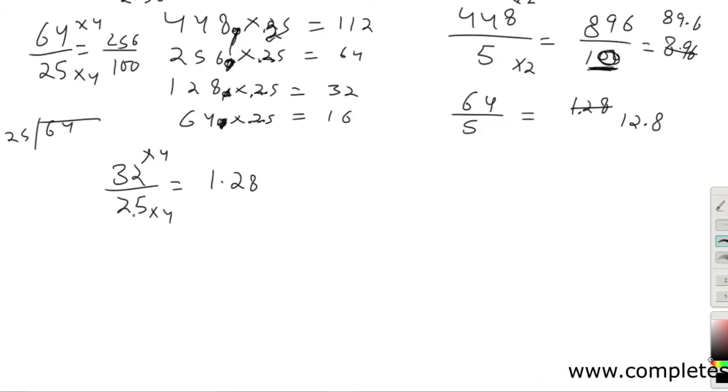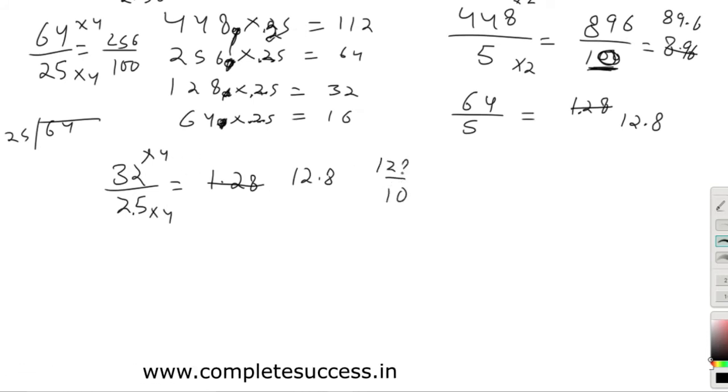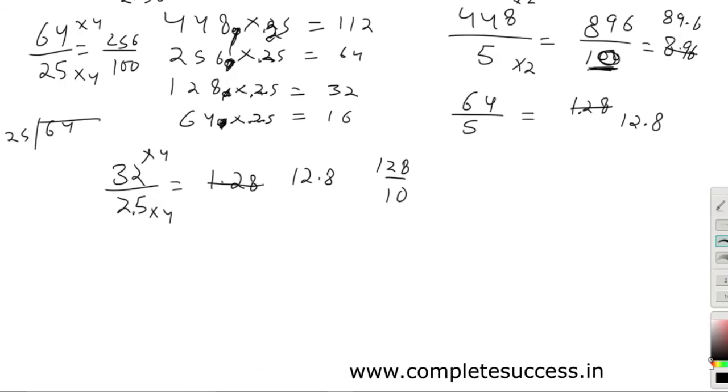You can apply the same to 2.5. If we have to divide any number with 2.5, so what will be your answer? 12.8, no any other change. Why? Because 2.5 into 4 is what? 10, and 32 into 4 is 128. So 128 by 10 is 12.8. So we can convert this 2.5 into 10 by multiplying 2.5 with 4.